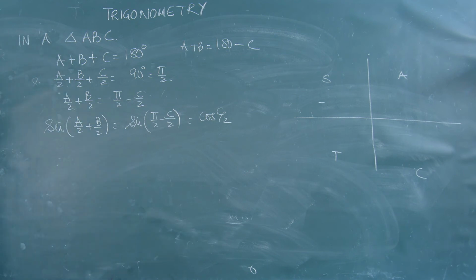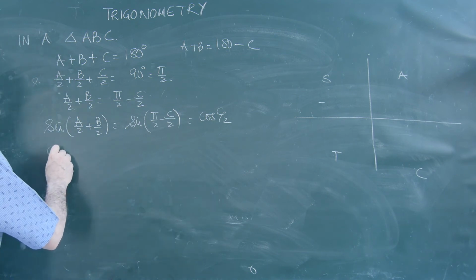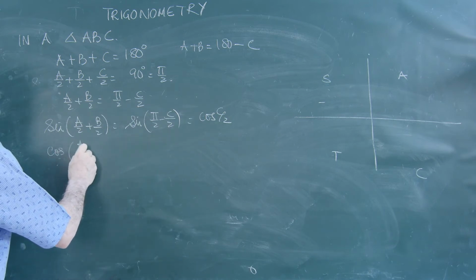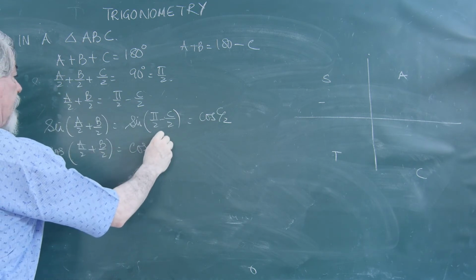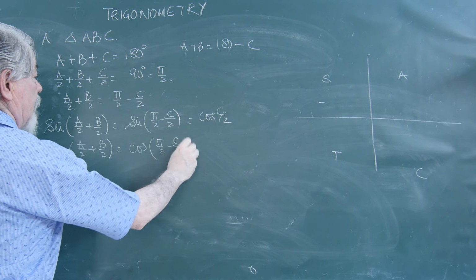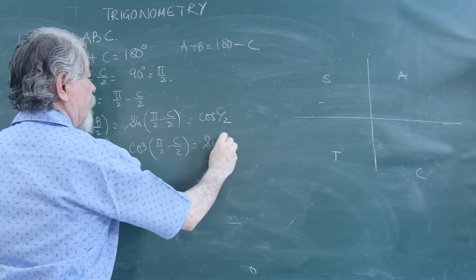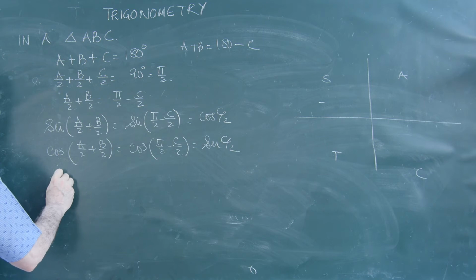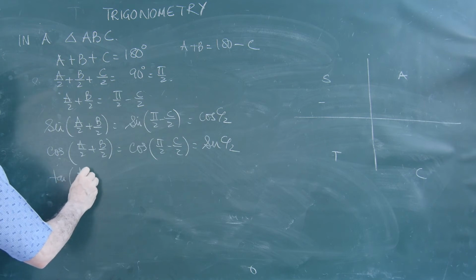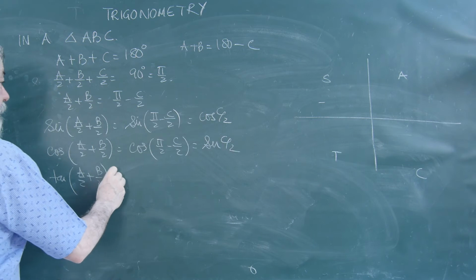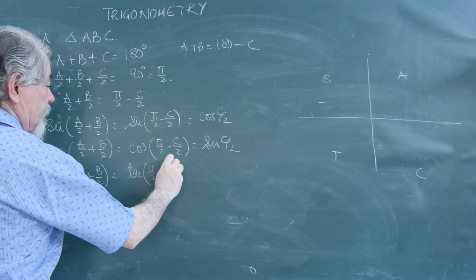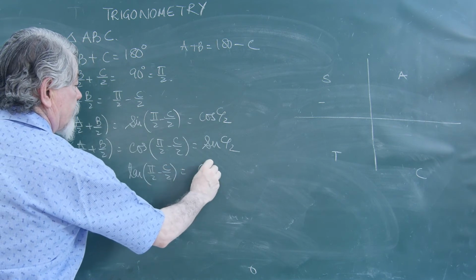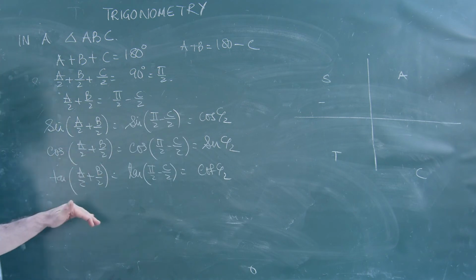Cos(90° − θ) is cos θ... cos(A/2 + B/2) will become cos(π/2 − C/2), which will become sin(C/2), and tan(A/2 + B/2) will become tan(π/2 − C/2), and obviously this will become cot(C/2). These things you already know, but I just did that to revise for you.